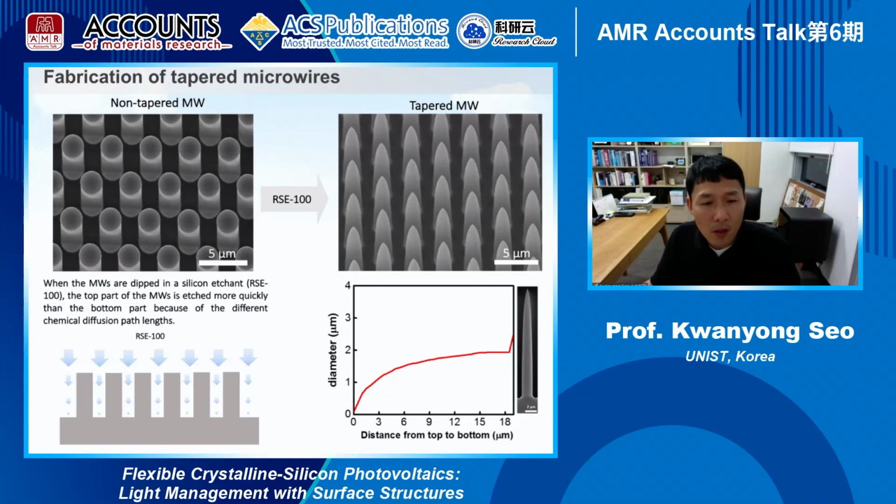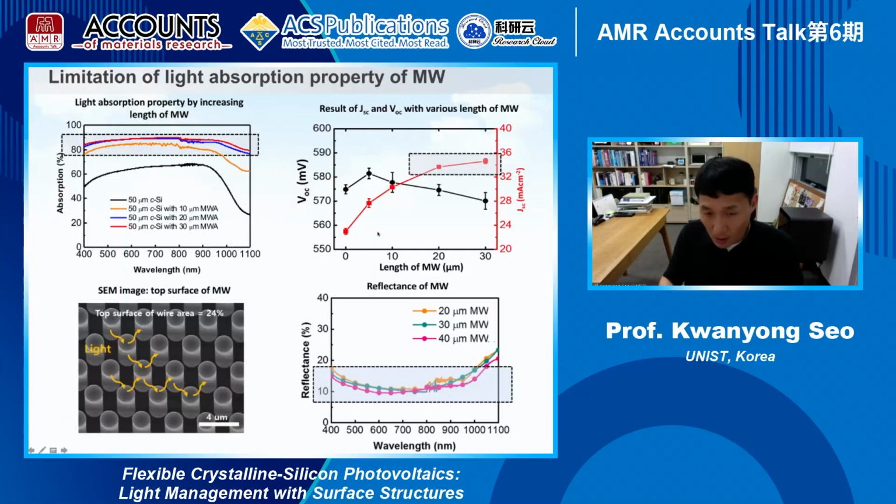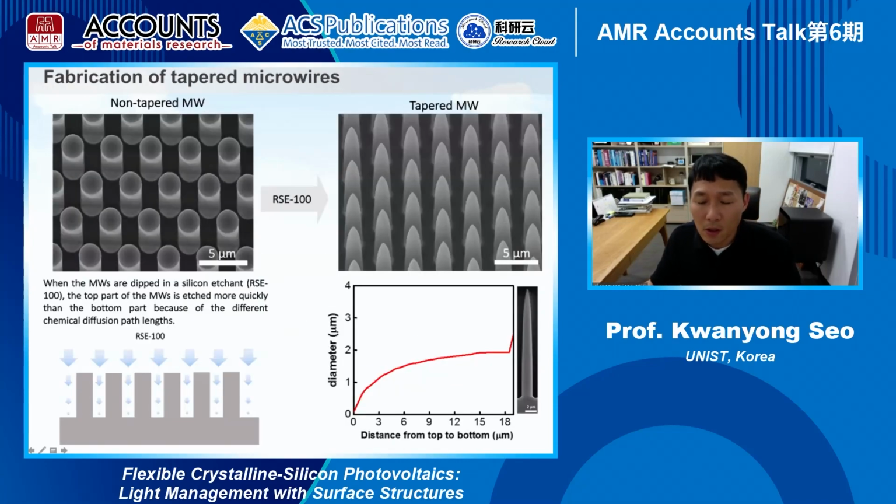So if we make the tapered microwire instead of the cylindrical shape of the microwire, it shows better anti-reflective surface performance, because you know what, the diameter of the wire is gradually increased from top to bottom. That means the effective index is gradually increased. So impedance mismatching between air and silicon is getting smaller and smaller. So how to make this?